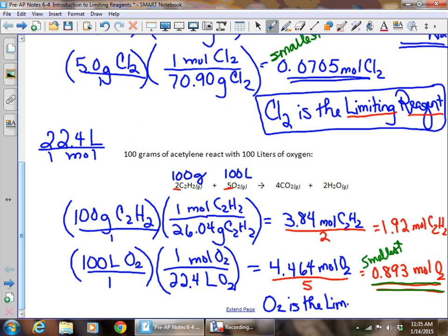Do not abbreviate that. If you abbreviate it, you won't remember what LR stands for. So O2 is the limiting reagent, and I'm going to come back up here, and just like I said before, we're going to label oxygen as the limiting reagent, and we're going to label acetylene as the excess reagent, and that will complete the problem.